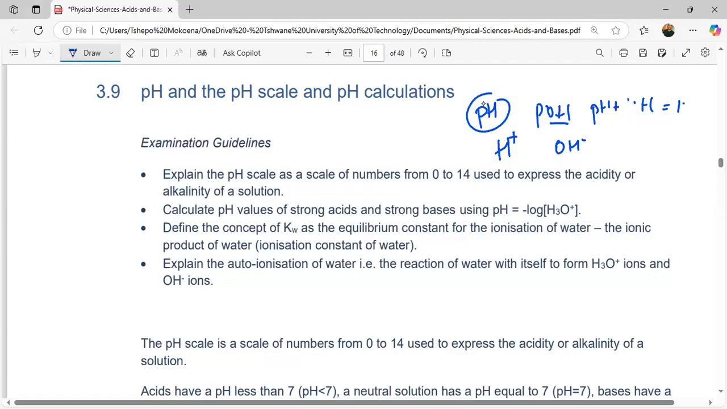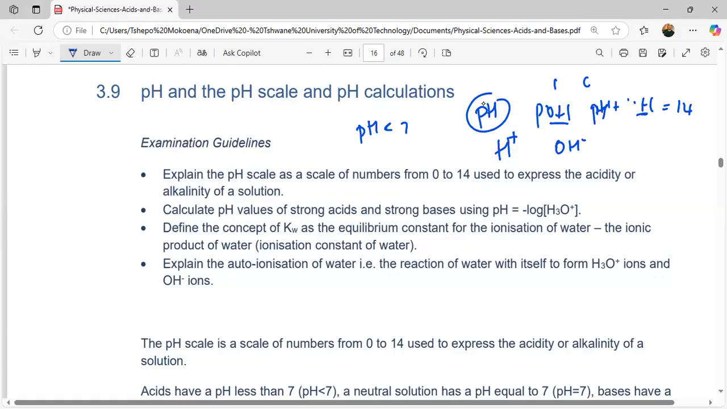Neutrality, it will give us 14. I mean the range of the scale. Because remember, when you talk about pH, we are talking about the numbers that are below 7. So I mean we are talking about 1, 2, 3, 4, 5, less than 7.